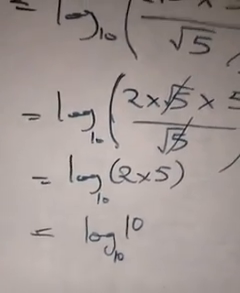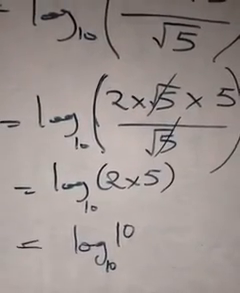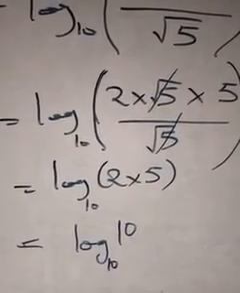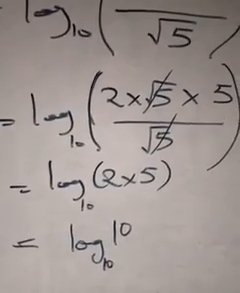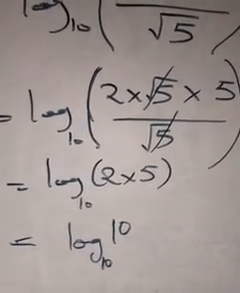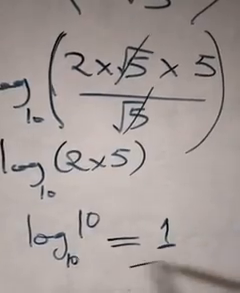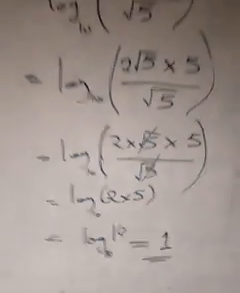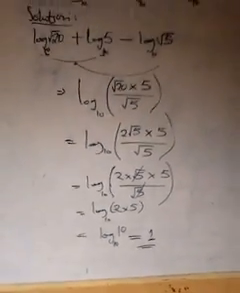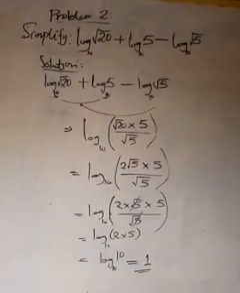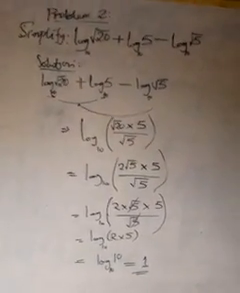Now this has given us the logarithm of a number with the same base, so our answer is equal to 1 according to the rule. This is the answer. This is how we simplify logarithm of the same base.